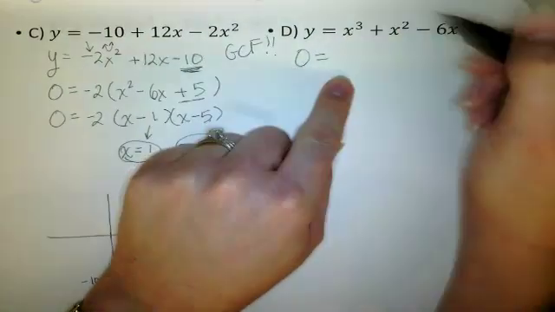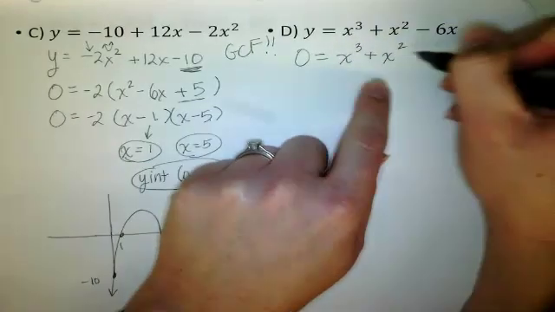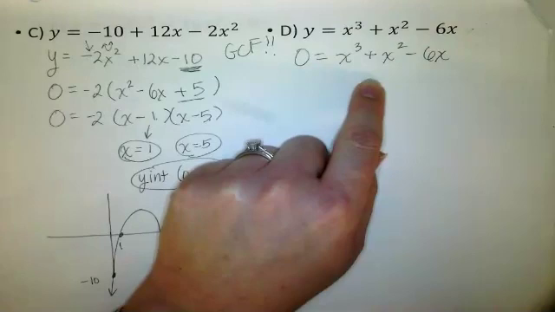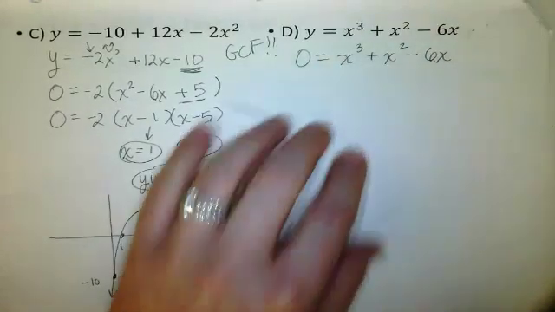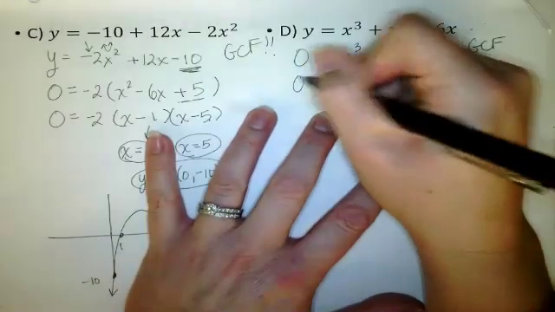All right, we want to find the zeros. So I'm going to set it equal to 0. What can I do here to factor? GCF of x. Very good. So we're going to take out an x.